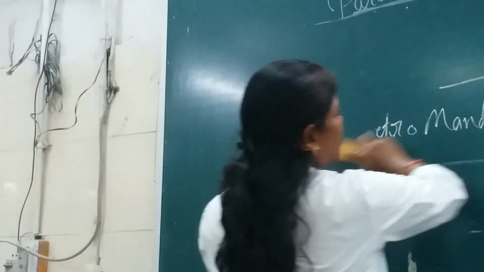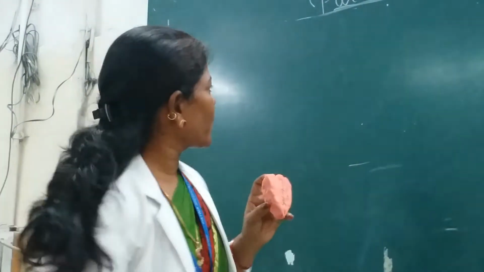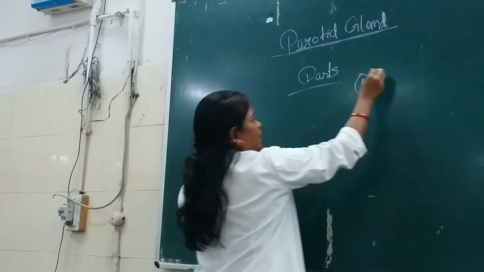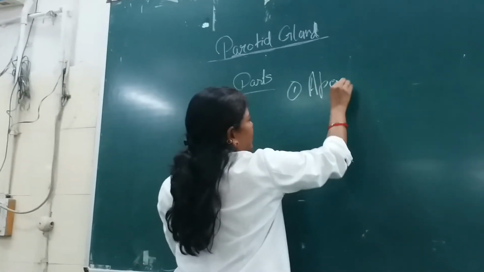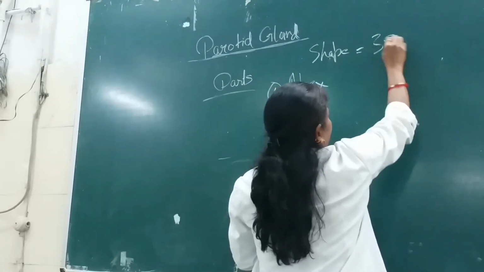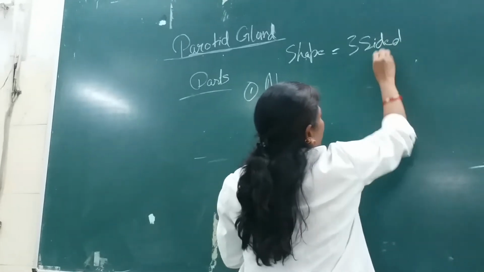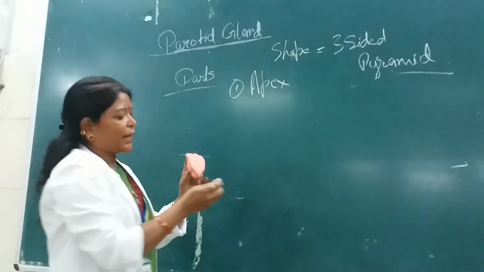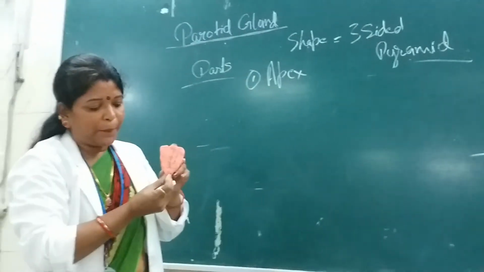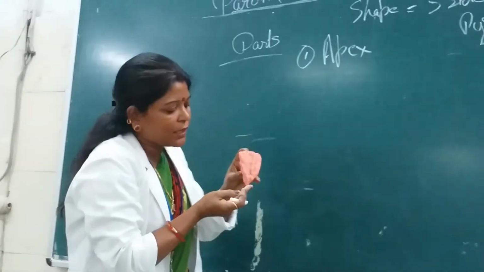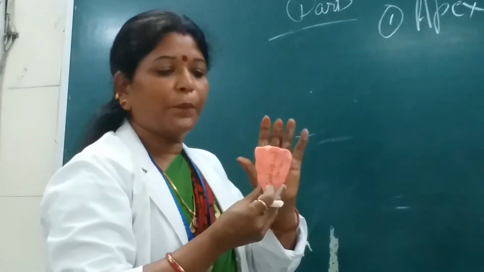What are the parts of this parotid gland? It has got an apex. The shape of the gland is a three-sided pyramidal structure. Okay, so it has got an apex. Look here, it is the apex, it is facing downwards. Just opposite to the apex there will be a base. So this is the base and it is concave.